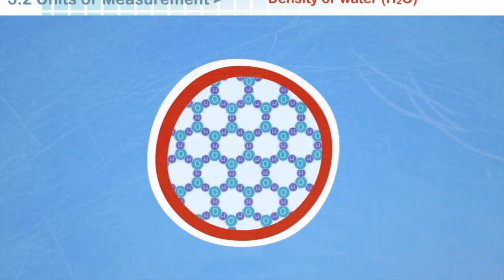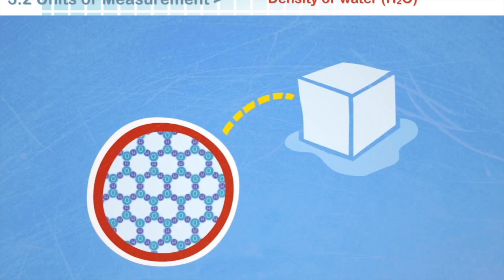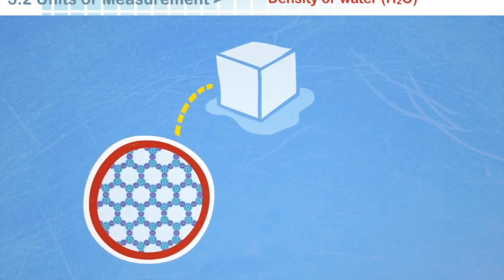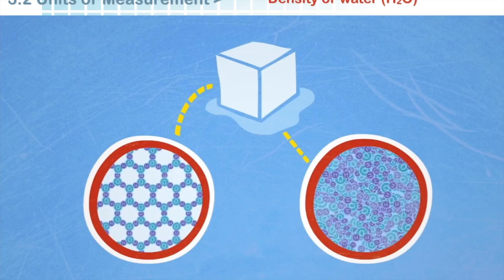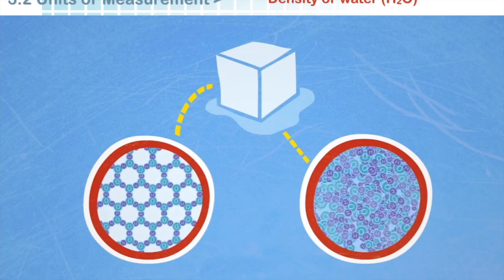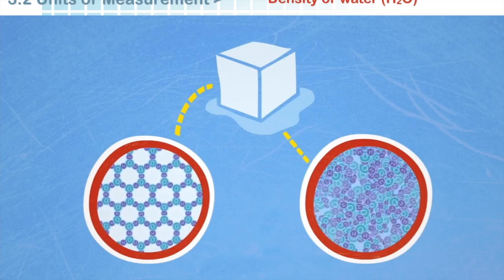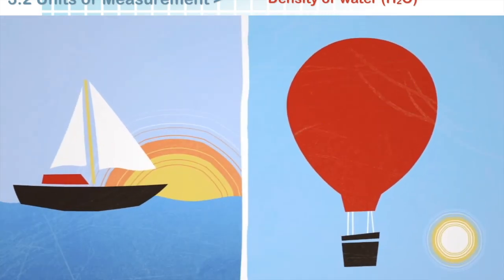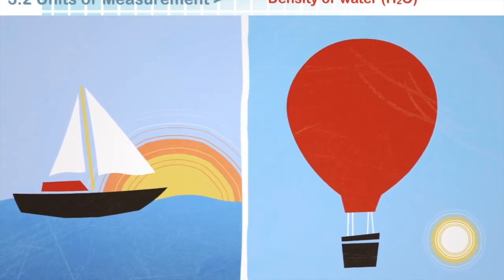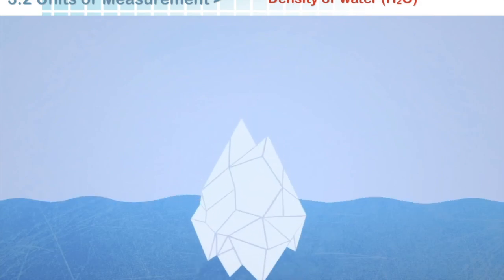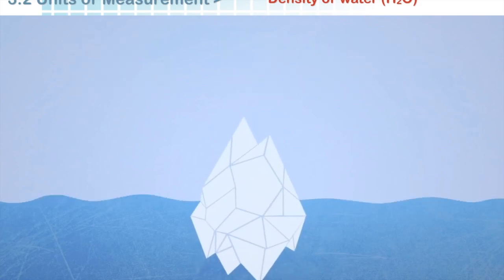This is what solid water, ice, looks like on the molecular level. Notice that the ordered hexagonal structure is less dense than the disordered structure of liquid water. And you know that if an object is less dense than the fluid it's in, it will float. So, ice floats on water. So what? Well, let's consider a world without floating ice.